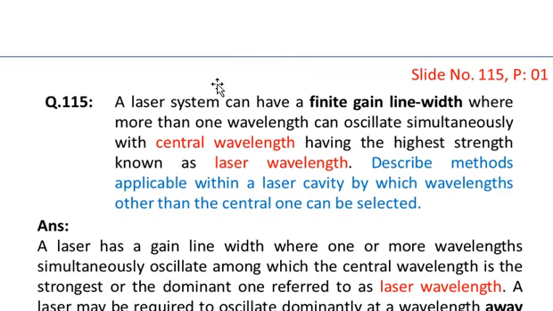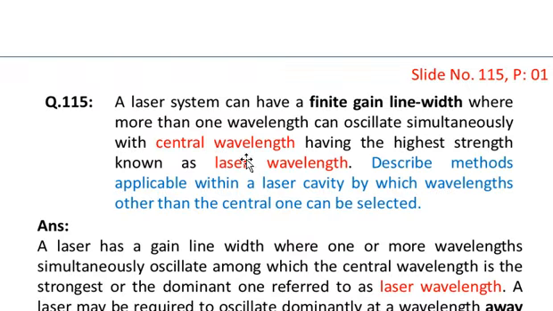The question is: a laser system can have a finite gain line width where more than one wavelength can oscillate simultaneously, with the central wavelength having the highest strength, known as the laser wavelength. Describe methods applicable within a laser cavity by which the wavelengths other than the central one can be selected.